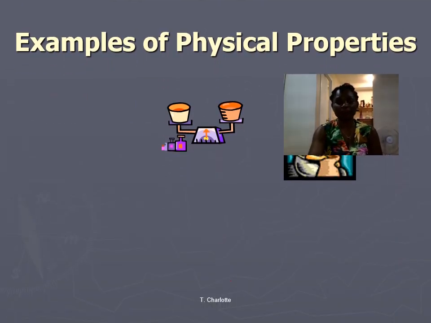Now, some other examples of physical properties. Looking at this picture, you will start thinking, this looks like a scale, like a balance. So we might be talking about density. We measure the volume. What are we measuring here? Mass. Okay, volume. All of this will give you physical properties. These are just examples.